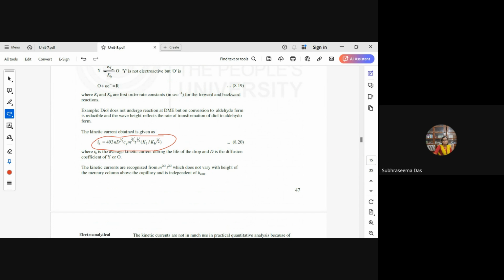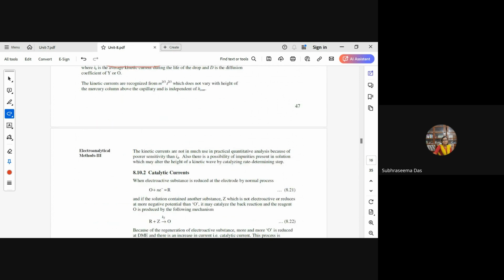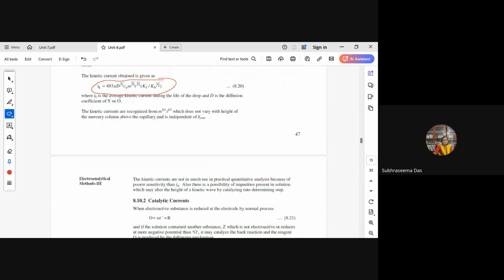The kinetic currents are also recognized from m to the power 2/3 and t to the power 2/3, which does not vary with the height and is independent of the mercury column height. The kinetic currents are not much in practical use. Also, the possibility of impurity is very high. That is why the use of kinetic currents is much less.